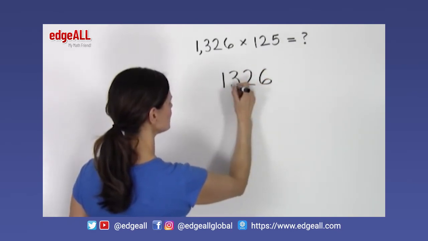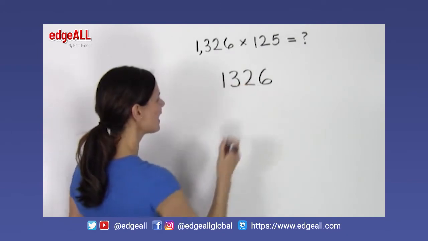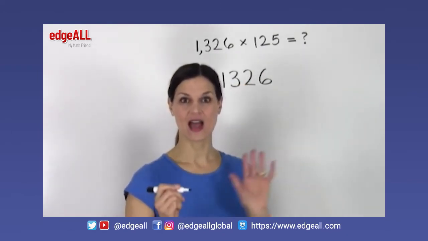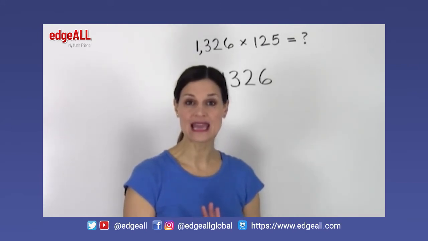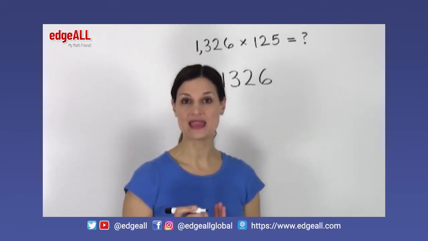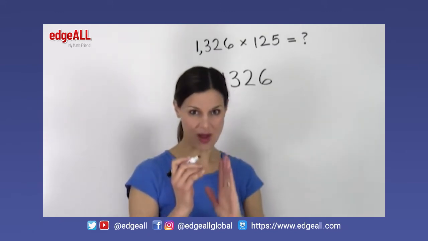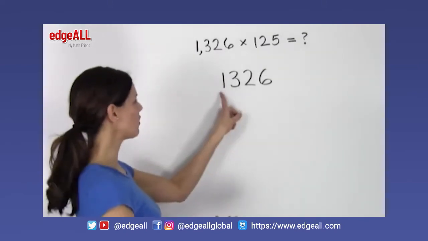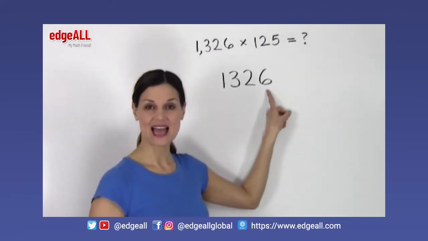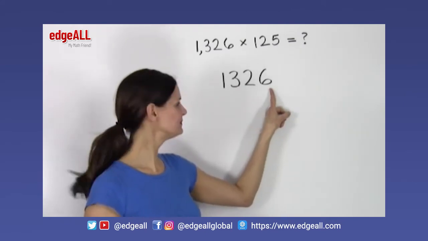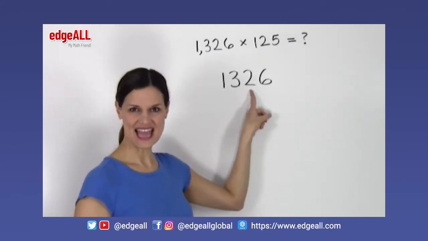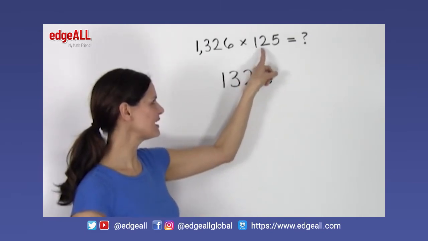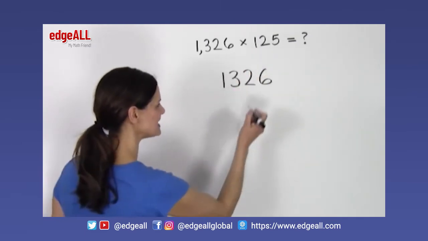So I'm going to start with the 1,326 on top. Now, before I even write my 125 underneath, I always want to remember to be really careful to line up each digit in its ones place, tens place, hundreds place columns. So in the 1,326, I've got a 6 in the ones place, a 2 in the tens place, and a 3 in the hundreds place. So when I put my 125, I want these neatly lined up.